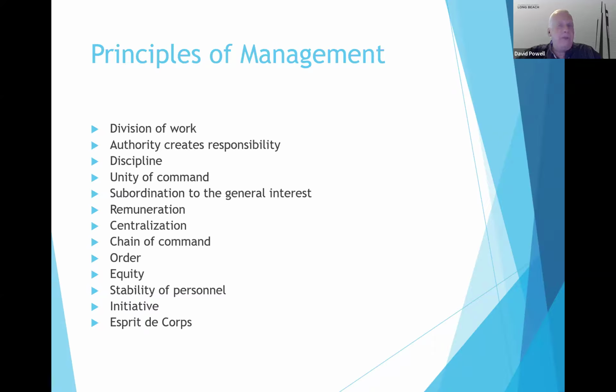Initiative. Now, this is something that kind of takes a step out of the normal box of Weber and Taylor. So here we're talking about providing people with incentives to take the initiative. So in case there is a new way of doing something, they are able to take the initiative to go out there and actually attempt it.